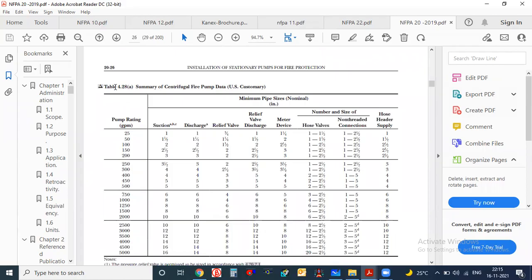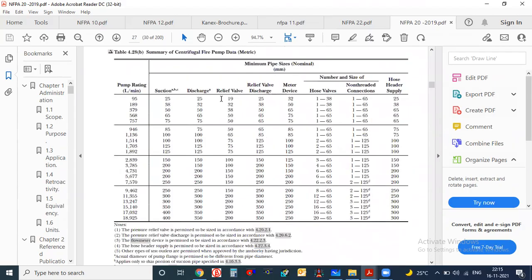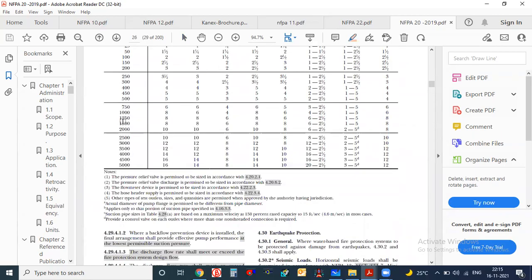This is the most important table in NFPA 20. We use NFPA 20 only for this table, where they have given the pump rating, suction, and discharge side. Okay, we will see this in mm, in LPM. So here they have given the pipe sizes. You can see this is the maximum pipe size which we are using. And if you check for 1250, the maximum pipe size is given as 8 mm.